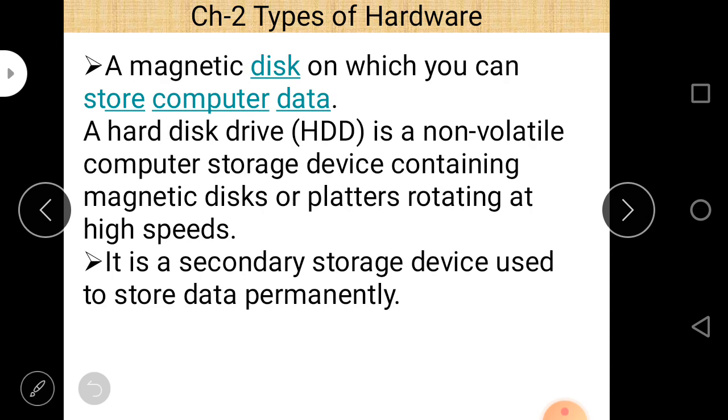Next is magnetic disk. What is magnetic disk? Actually, floppy disk is a type of magnetic disk. We already discussed what is magnetic disk: a disk on which you can store computer data.